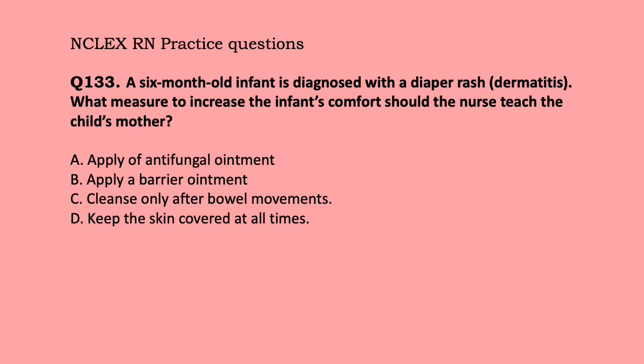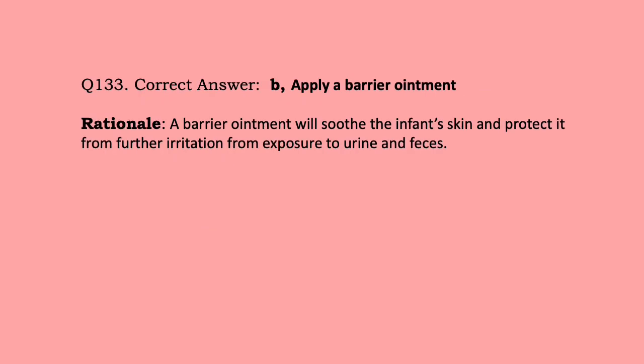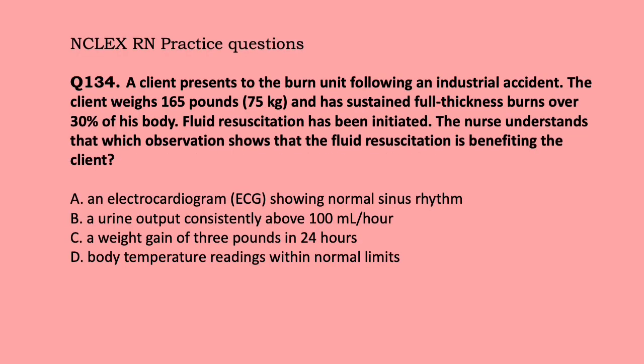Question 133. A 6-month-old infant is diagnosed with a diaper rash, dermatitis. What measure to increase the infant's comfort should the nurse teach the child's mother? A. Apply antifungal ointment. B. Apply a barrier ointment. C. Cleanse only after bowel movements. D. Keep the skin covered at all times. Correct answer, B. Apply a barrier ointment. Rationale: a barrier ointment will soothe the infant's skin and protect it from further irritation from exposure to urine and feces. NCLEX RN Practice Questions.